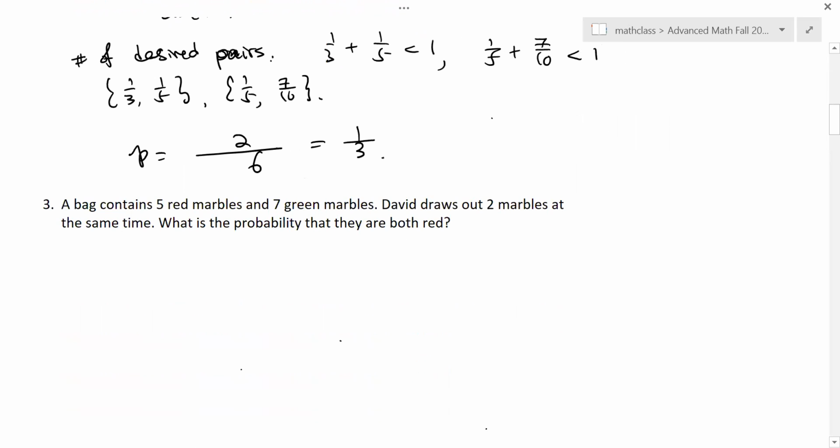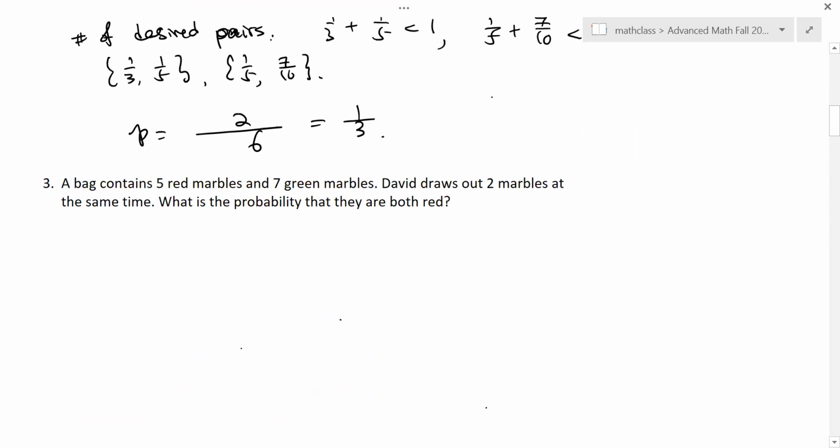All right, our next problem: a bag contains 5 red marbles and 7 green marbles. David draws out 2 marbles at the same time. What is the probability that they're both red? I wish you can work out this problem. If you get the answer, please post it to me.